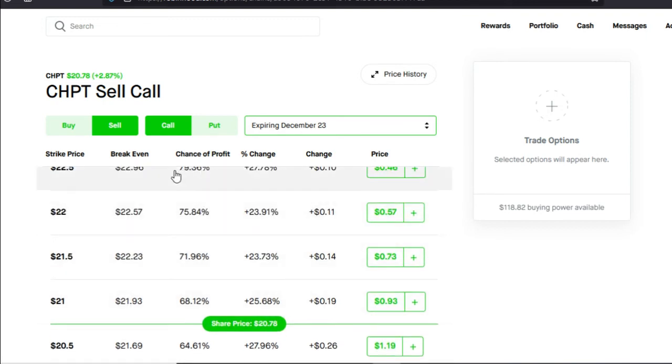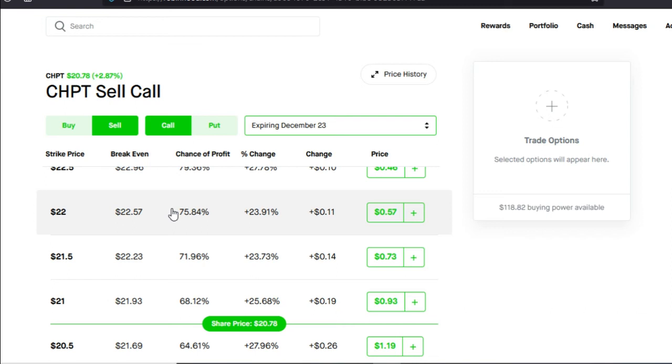Now smack in the center, you could see this column here that says chance of profitability. When choosing your strike price, I would definitely consider my chance of profitability before making a final decision of which strike price to choose. Now, if you're familiar with this channel at all, you know that our chance of profitability is always 75% or higher, which gives us a better chance of winning the trade.